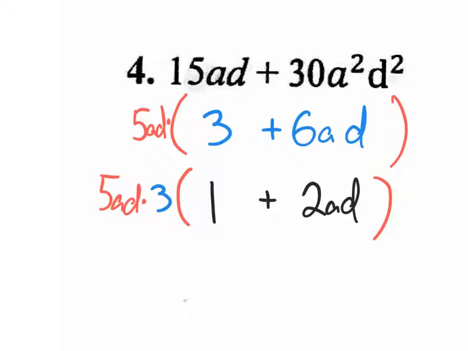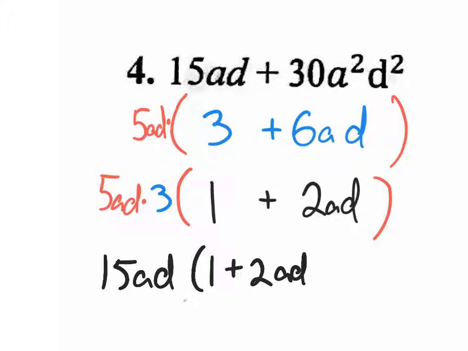And now what do we really have? We have the 5AD times 3. So that becomes 15AD. And then the 1 plus 2AD. So that's your final factored form right there. So if we would have just taken a couple of seconds more at the beginning and realized that 5 is not the GCF. Look at 15, look at 30. What's the GCF of those numbers? 15, right?